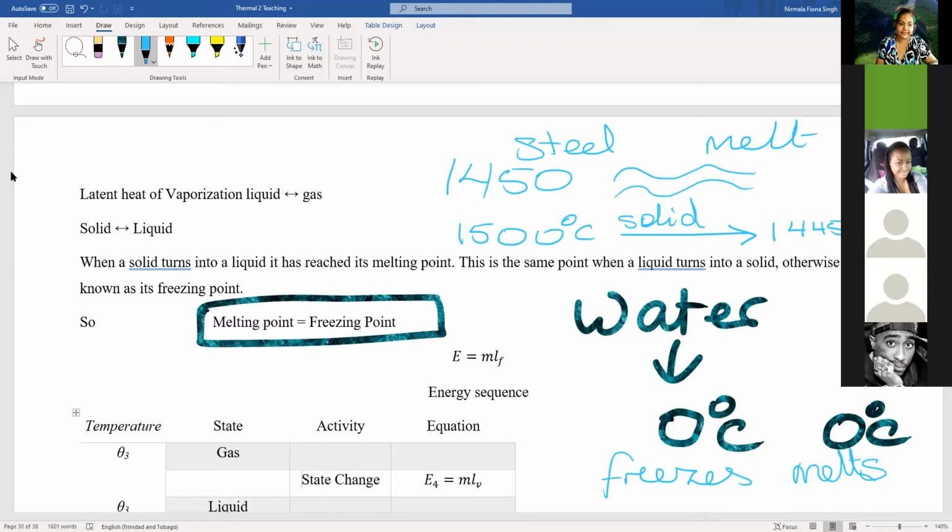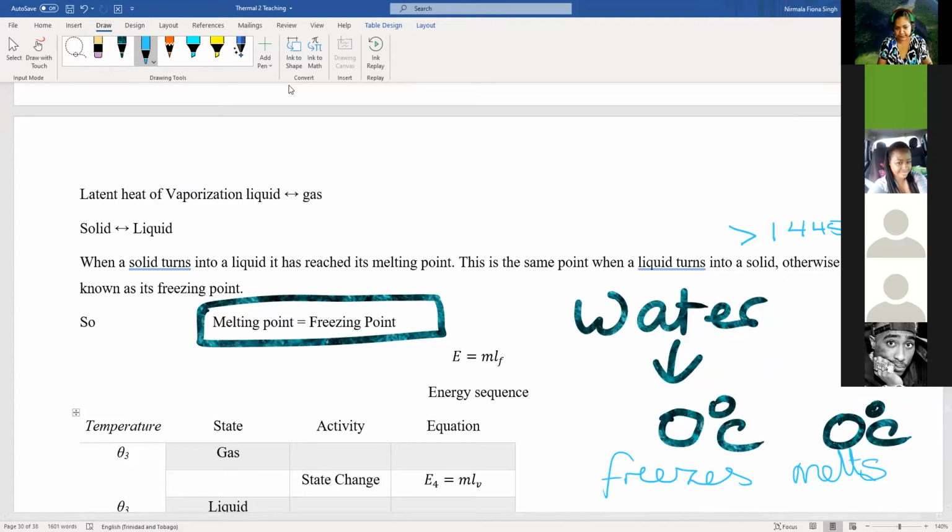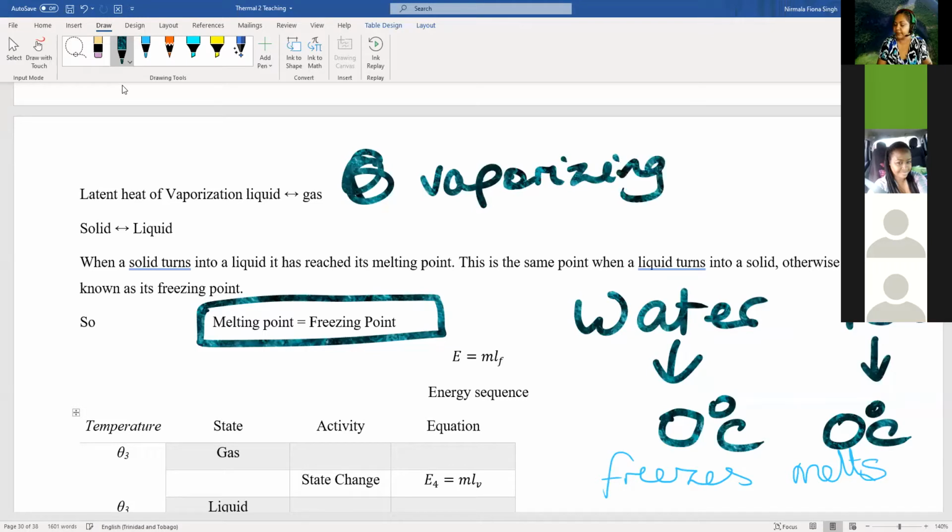And likewise, we have the same for boiling, vaporization and condensation, right? If I have a material, the vaporizing point is equal to the condensation point. Because the temperature at which a gas will condense and become a liquid is the exact same temperature at which the liquid turns into a gas. That's the exact point where it could either go forward or back.